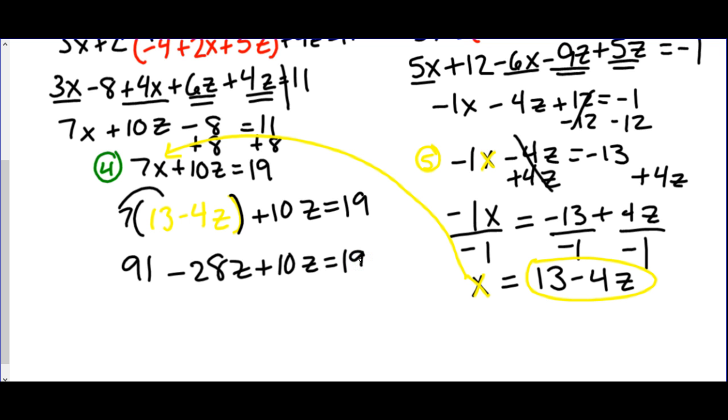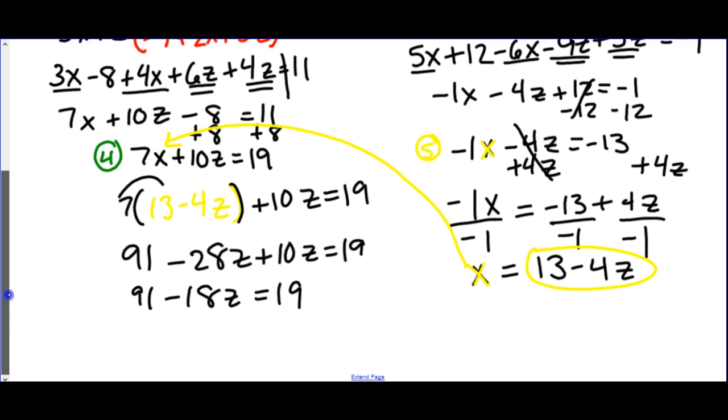So the whole purpose of this entire process was that now our equation itself only has one variable. Now we're down to just the letter z. You may get down to a different letter, maybe just the letter x or just the letter y. Whichever letter you're down to, we're going to solve for it. So first I'm going to combine them together. Negative 28z plus 10z is negative 18z.